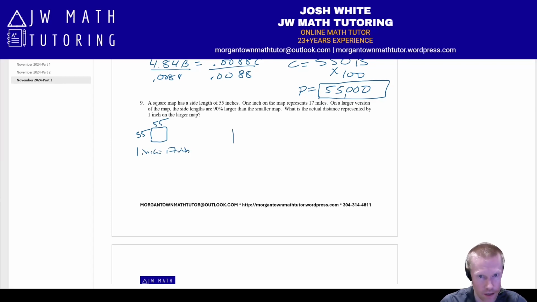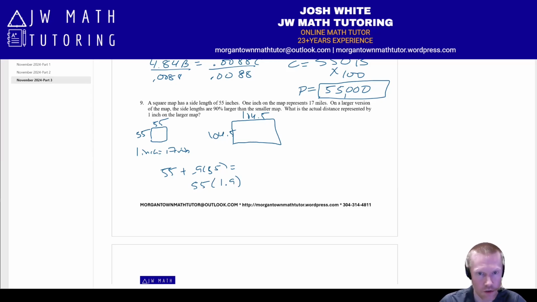Then you have a larger map, where the sides are 90% larger than the original one, the 55-inch one. So if you do the calculations out, 55 plus 0.9 times 55, you can just do it in Desmos. It's going to come out to 104.5 centimeters. Or you could technically just do 55 times 1.9. That's kind of like the shortcut approach.